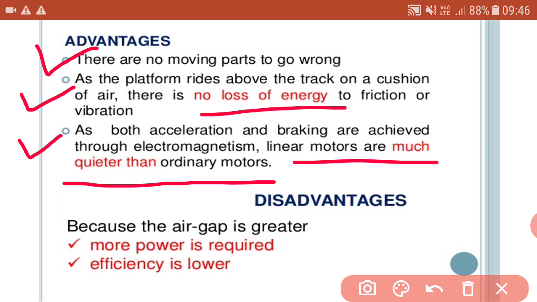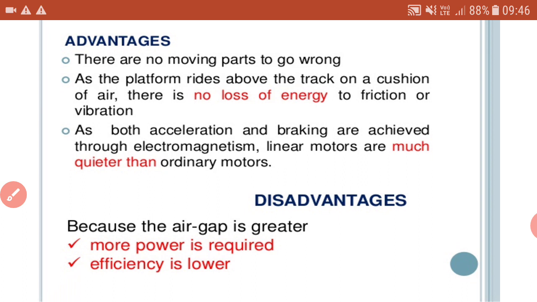Now disadvantages. Because the air gap is greater, more power is required and efficiency is lower as compared to a normal induction motor. So these are the disadvantages.